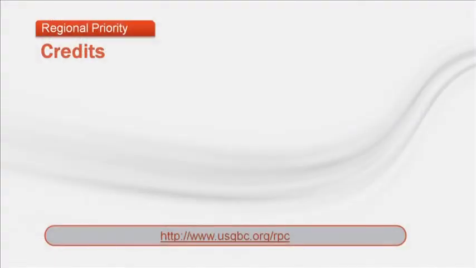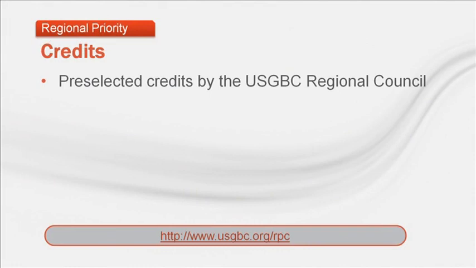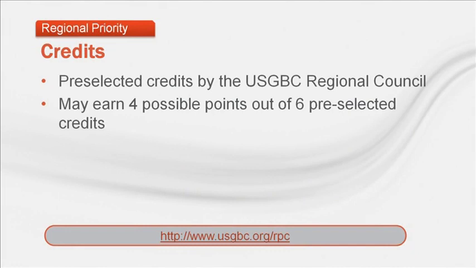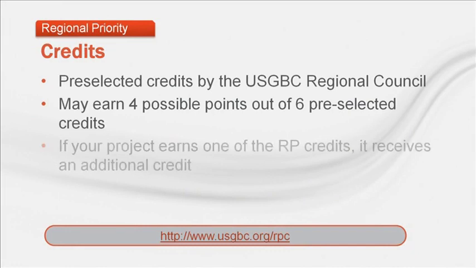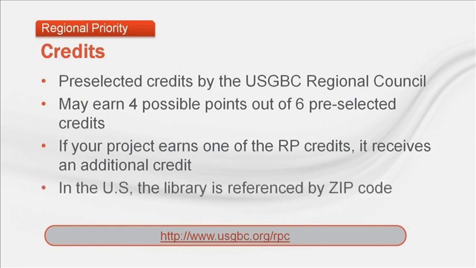Now let's move on to regional priority credits. The concept of regional priority credits was introduced in the LEED V3 rating systems to incentivize the achievement of credits that address geographically specific environmental priorities. Each regional council defines 6 pre-selected credits for that region. A project may earn up to 4 regional points out of the 6 available. If your project earns 1 of the credits listed in the RP list, then you get an additional bonus credit. In the United States, the regional credits are found using the project zip code.